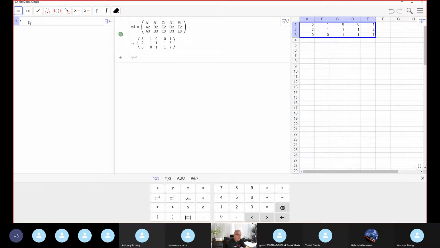Capital ReducedRowEchelonForm, the command ReducedRowEchelonForm, and the matrix M1. Enter, and this is the answer. Don't worry about the answer, I copy it to the whiteboard now so we can analyze the solution.